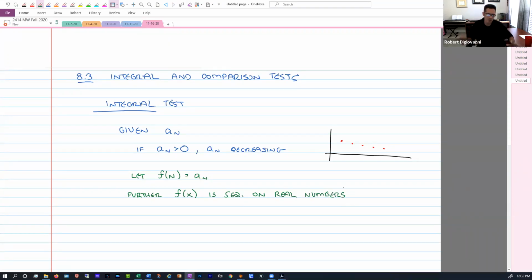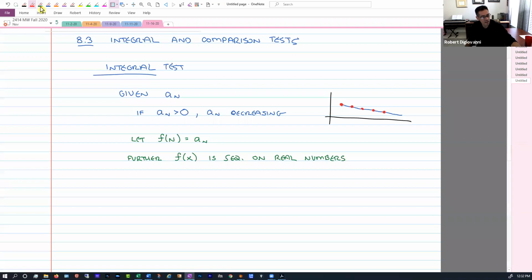Okay, so let me explain what's happening here. We're starting off with a sequence that's positive and decreasing. And what we're going to do is convert the sequence back into a function of x, where not only do we have the dots, we have all of the function, the curve that goes in between the dots. So we're looking at more than just the sequence of dots now. We're looking at the entire thing, everything in between, okay?